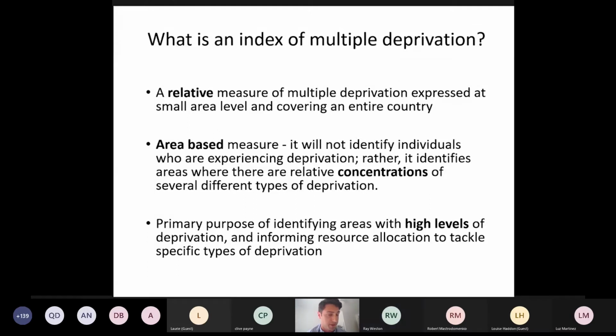Also useful to note here that the indices tend to be updated across each country between 3 and 5 years. Partly this reflects the amount of work that goes into creating a deprivation indices, but also is to give often enough time for perhaps data to show changes or policy initiatives that have been implemented as part of one iteration and to see if they've had an impact further on in more recent iterations.